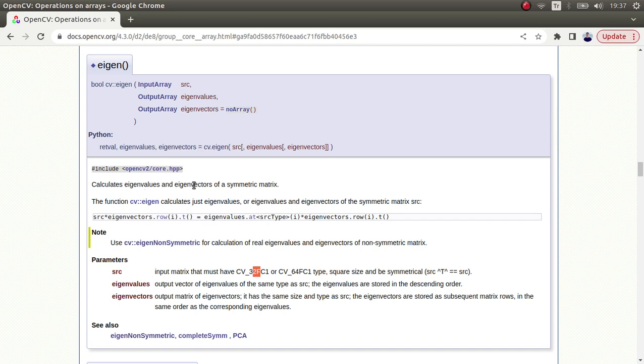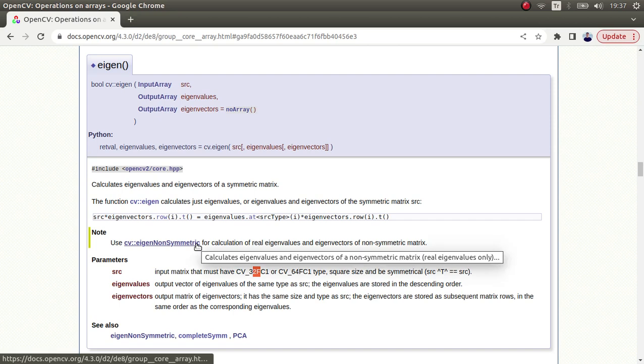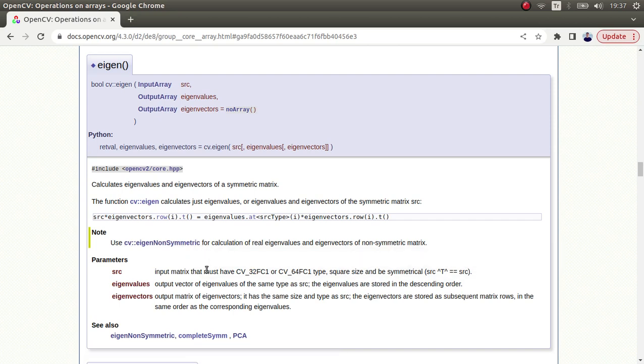Because these outputs, values and vectors, are used in image filtering and image denoising. Also, at the same time, it's used in image feature extraction. So that's why this eigen function is included in OpenCV and also in many computer vision libraries. Okay, this is the importance, but we are going to focus on how this function is used in OpenCV.